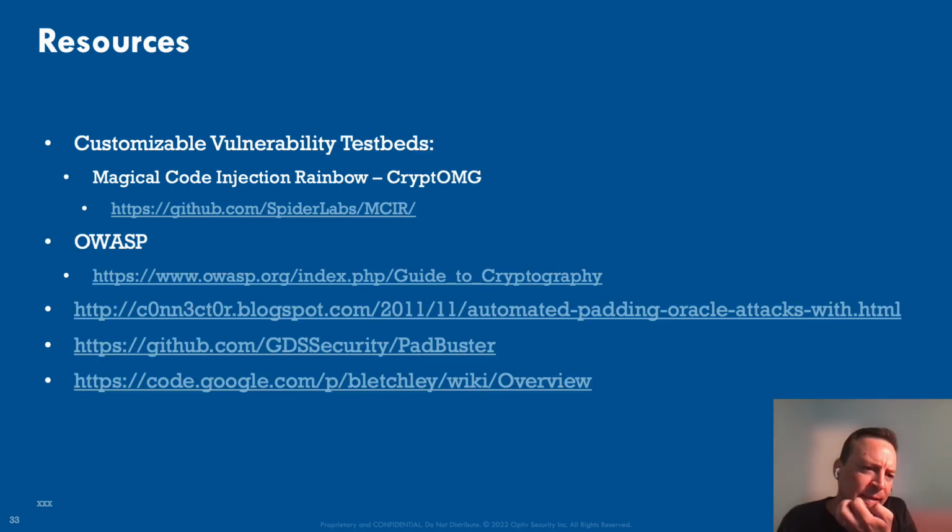So here are some different resources. An ex-coworker of mine, a long time back, wrote a test bed called Magical Code Injection Rainbow that helps you try your hands at different cryptographic attacks. There's a great OWASP guide available. This is a good white paper on padding oracles. There's a link here to PadBuster that I mentioned. And Bletchley is by the same ex-coworker who wrote the Magical Code Injection Rainbow. He wrote a tool called Bletchley as well that helps you navigate and exploit cryptographic vulnerabilities. I encourage you all to check these out.